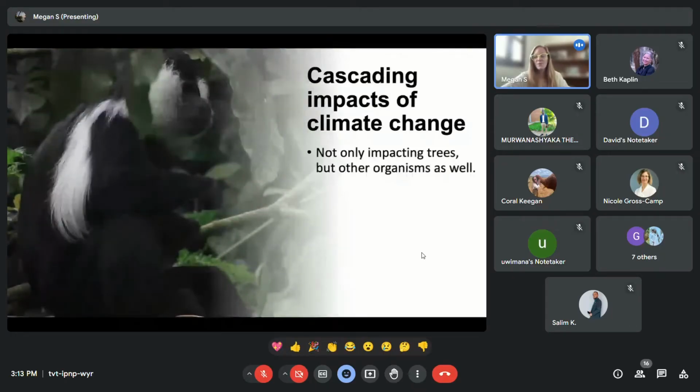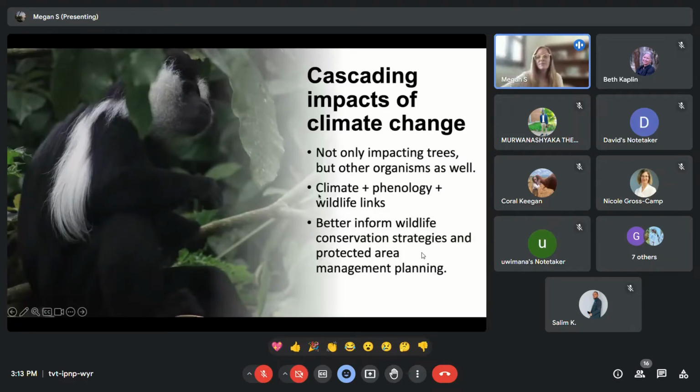And so when we link up climate data with phenology data and wildlife data, we can use this information to better inform wildlife conservation strategies. For example, you can get information about fruit production, and you can use it in protected area management planning.